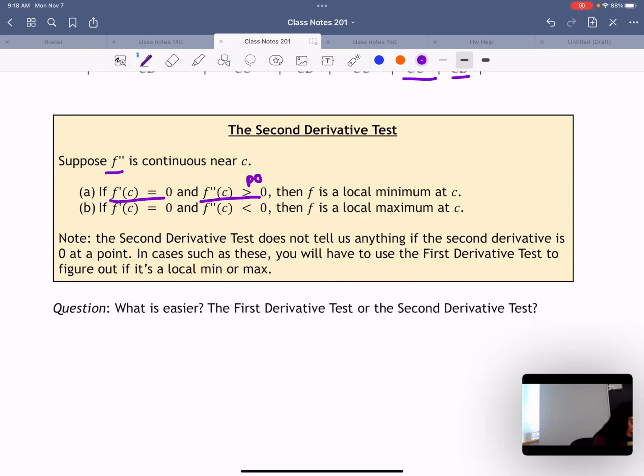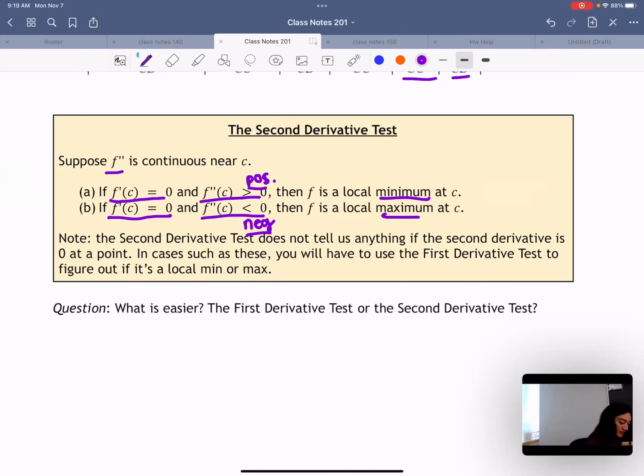So second derivative positive gives a local min. Now, if the first derivative is 0, so we have a critical value here, and the second derivative is less than 0, so the second derivative is negative, we have a local maximum at C. So all we're doing for the second derivative test is finding our critical values, the places where our derivative is equal to 0. We plug that value into the second derivative and figure out if it's positive or negative. It's a little bit counterintuitive because positive gives us a local min, while negative gives us a local max. That's something you should probably know.